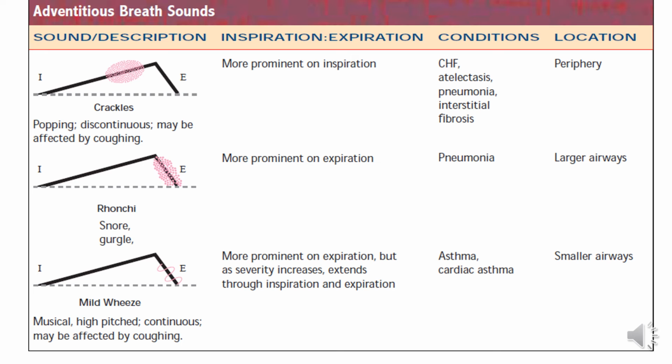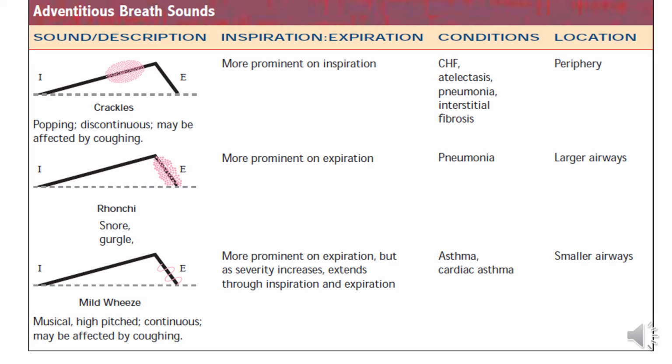And the second one is rhonchi. Rhonchi is otherwise like a snore or gurgle-like sound. Here the inspiration and expiration ratio is more prominent on expiration. The sound will be more prominent when the patient expires. The common condition where we can see this rhonchi is pneumonia. The location where we can identify rhonchi is the larger airways.